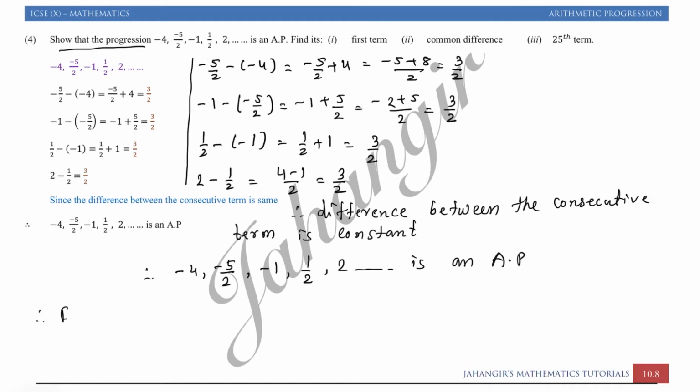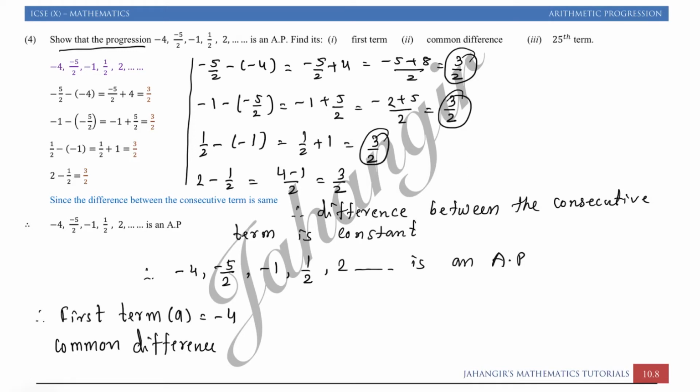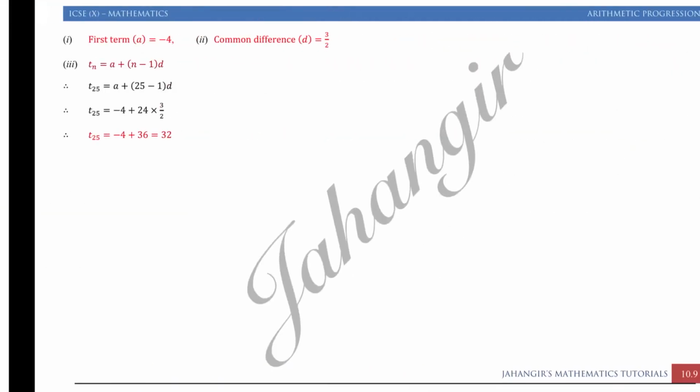Therefore first term A is minus 4. Common difference, we had already found common difference in each case. We can write that as D, that is 3 by 2. This was my first question, main question. This is my second main question, and in the third main question we have to find the 25th term. So for the 25th term, what will we do?